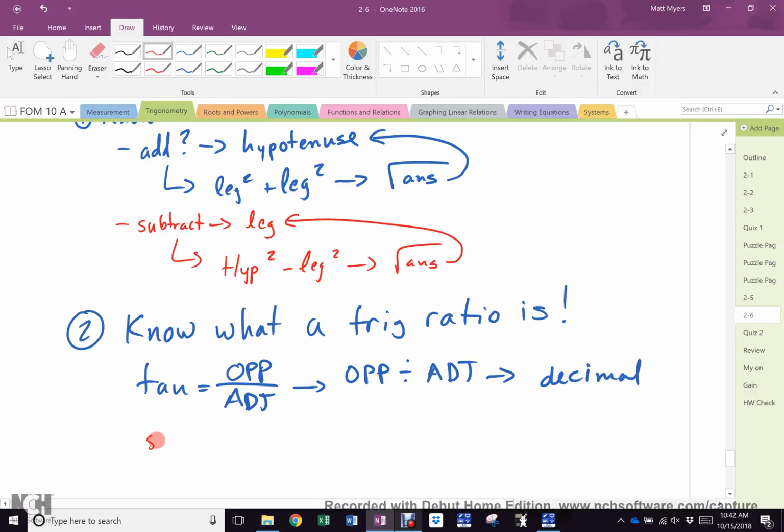Tan, sine, cos. Know them. How do you remember them? SOHCAHTOA. You're going to be allowed to have that sheet, but you were allowed to have that sheet on the surface area test too, weren't you? Everybody cool?